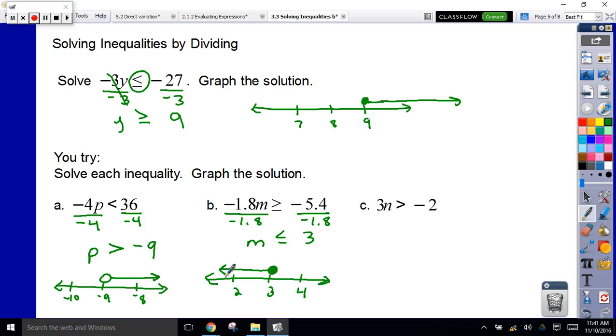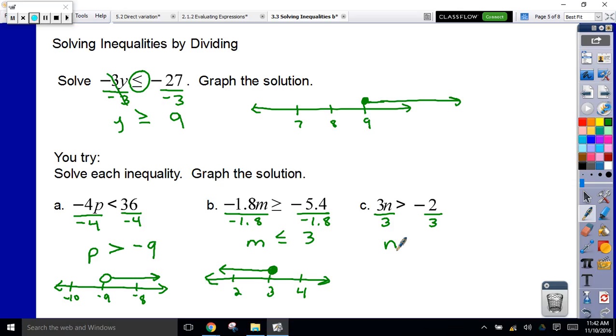Okay, letter C. Volunteer on this one also. Bryant, go ahead. Divide by 3 on both sides. N is less than -0.6 repeated. Okay, so you decided to reverse the inequality sign, but did you actually divide by a negative number?